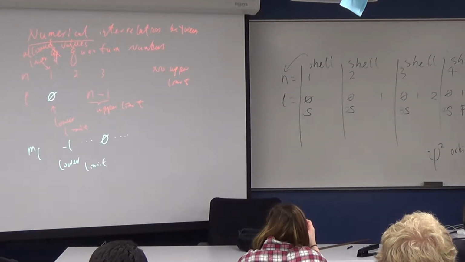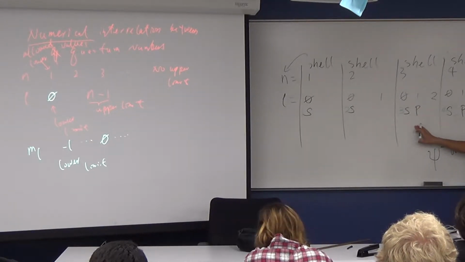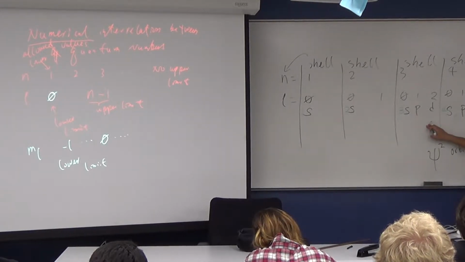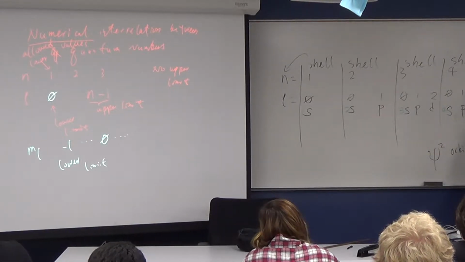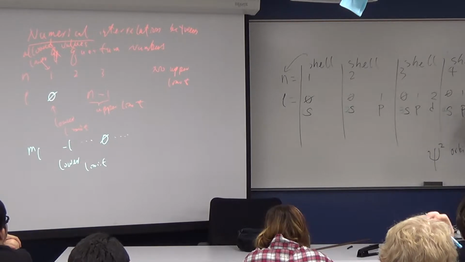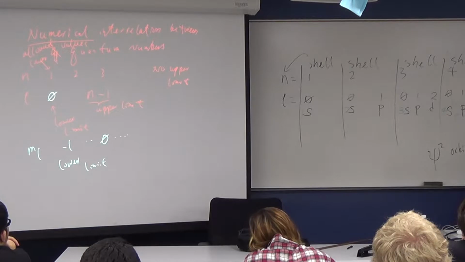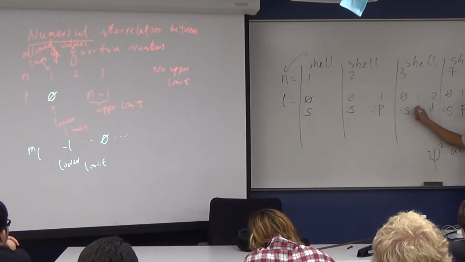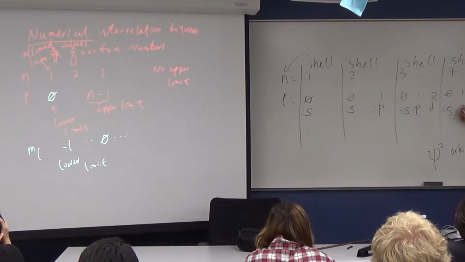Right? And it is the same, so no matter where you get the 1, that will be P. No matter where you get the 2, it will be D. And no matter where you get a 1, you get a P. Right? So once you identify the L is 1, you know it is a P orbital. And again, if you want to be precise, this will be our 2P. And this will be our 3P. Right? And this will be our 4P.